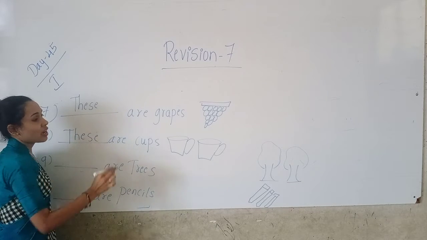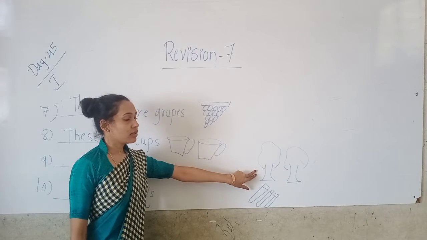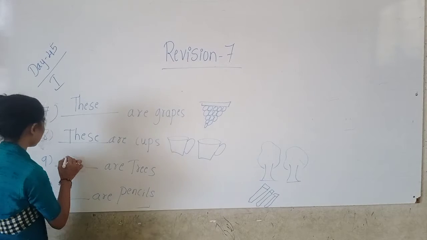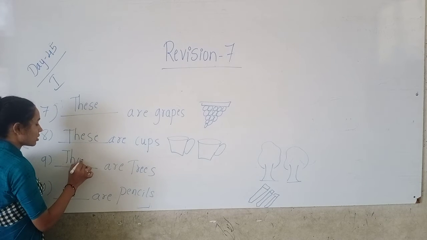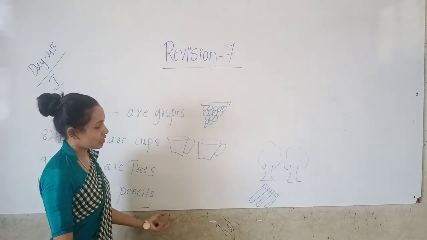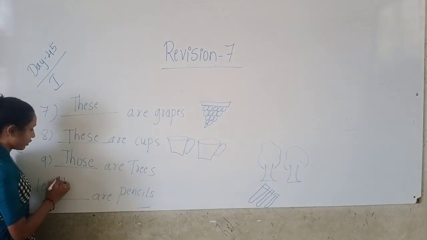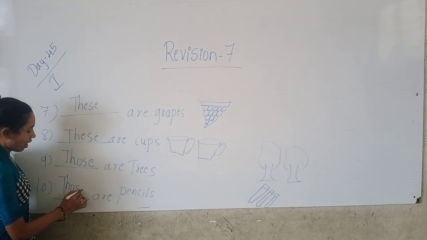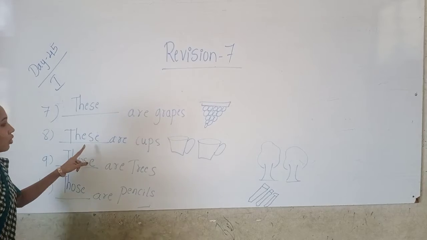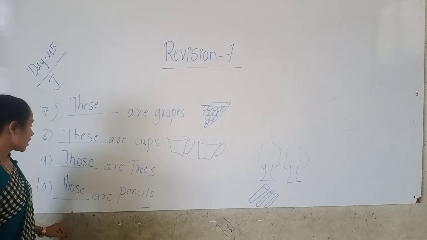These are cups. Okay. Can you see the trees here? So are these near or far? Far. So what we should write here? Those are trees. Dash are pencils. Can you see pencils? Are these near or far? Far. So what we should write? Those are pencils. These are grapes. These are cups. Those are trees.